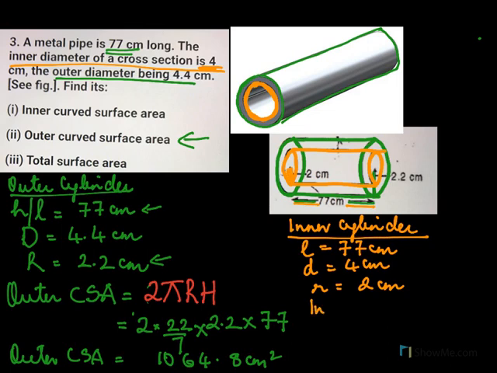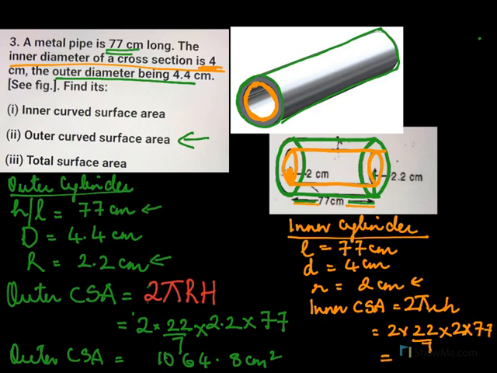Fine, and we need to find the inner CSA. Inner CSA means all the inner dimensions, 2 pi R H. We'll do that too. 22 by 7, the R is here 2 and the H is here 77. And when you work this out, the answer is 968 centimeters square. That is the inner CSA.